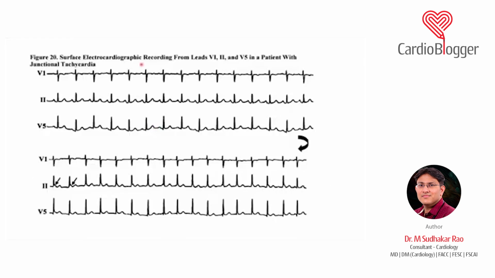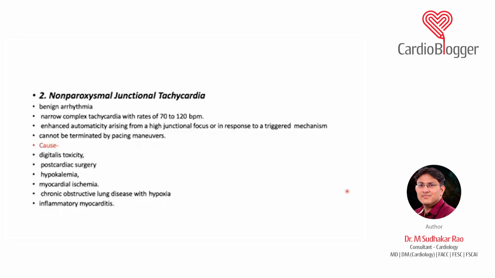As you can see, this is a junctional ectopic tachycardia from a patient, and you can see that there is AV dissociation. You can see the P waves here, and not in all the leads. So there is AV dissociation, there is a narrow QRS tachycardia, and that is why it is a junctional ectopic tachycardia.